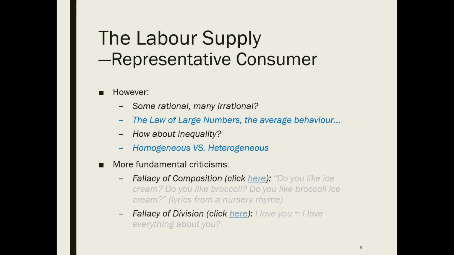Despite the fundamental flaws of the representative consumer assumption, it is still the most popular approach adopted in macroeconomics. We are going to introduce how microfoundation is built by optimization problem of the representative consumer, but you should be aware that this mainstream methodology is not perfect.